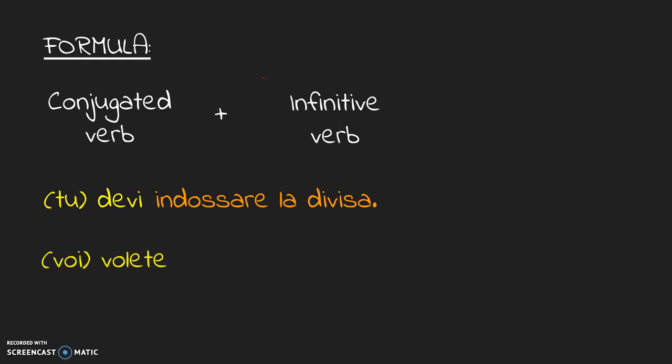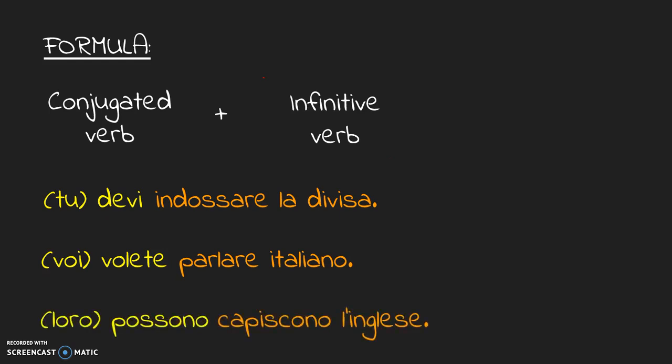We would never see something like voi volete parlate italiano. We need to change the second verb to an infinitive. So, voi volete parlare italiano. All of you want to speak Italian. And another example. Loro capiscono l'inglese, we need to make our second verb infinitive. So, loro possono capire l'inglese. They are able to understand English.